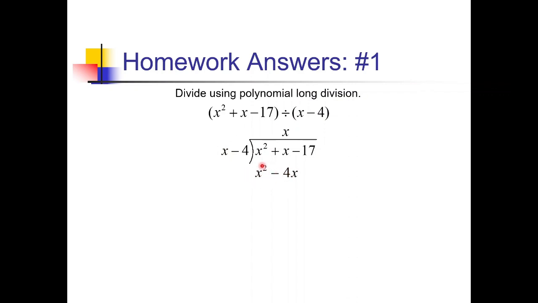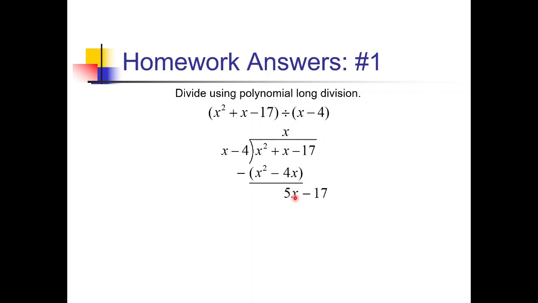Let's go ahead and subtract x squared minus 4x from our dividend. The x squareds are canceling. We have x minus negative 4x, so we're actually doing x plus 4x, which gives us 5x. Let's bring down the next term now, negative 17.